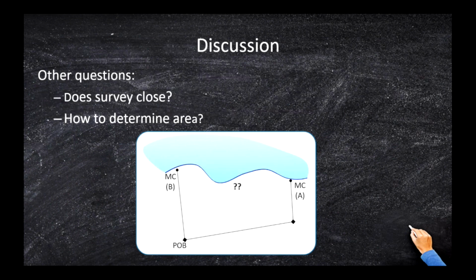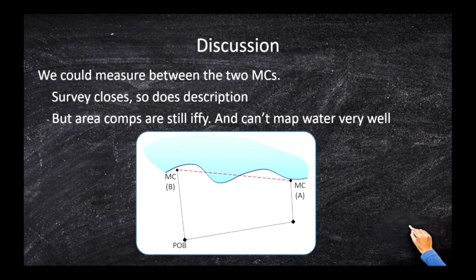The other question that we have is, do we have a survey that actually closes? Because if we survey just the 3 straight lines, then we have an open traverse and we can't do any error trapping, nor can we compute the area. We could survey between the meander corners at A and B, so it closes the survey and therefore closes our description. But the area computations are still iffy because it's the water that defines the boundary and not that straight line between those 2 meander corners.